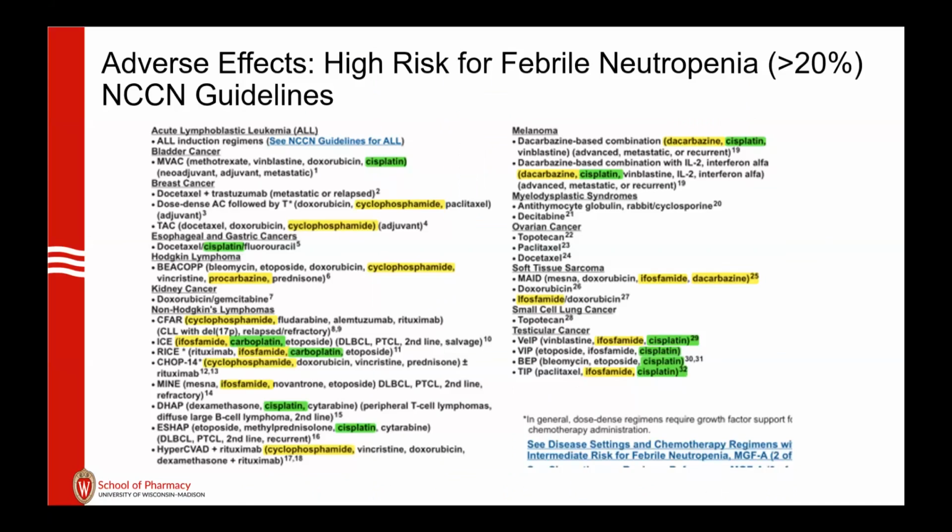Febrile neutropenia, here's an NCCN list, and in yellow, the alkylating agents, and green, the platinum, and almost every, not everyone, but the majority of these regimens in the high risk febrile neutropenia are these agents. So infection as a warning or black box warning is very appropriate.